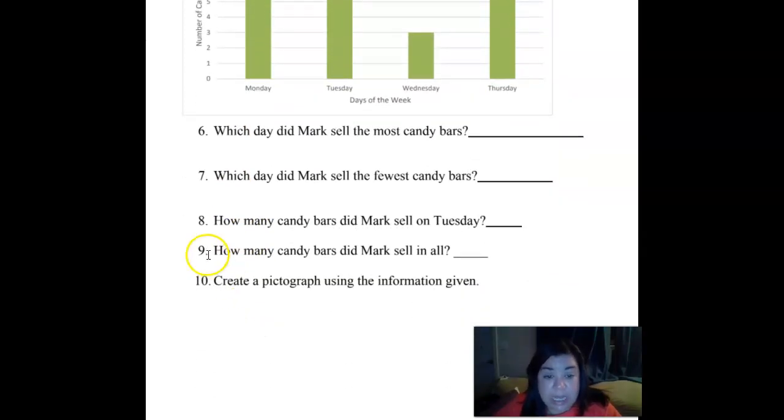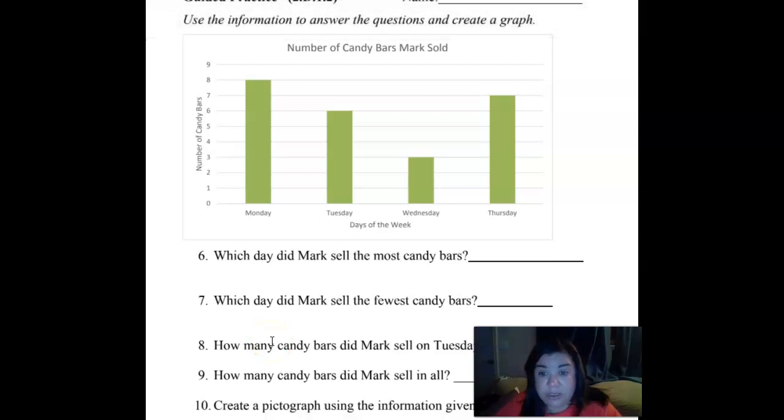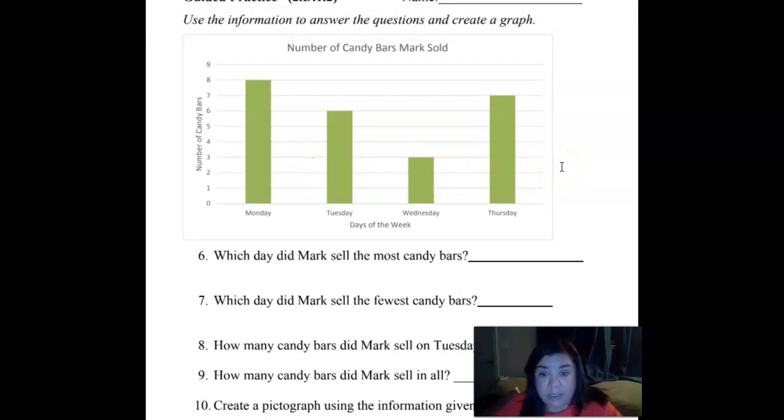Okay, now, how many candy bars did Mark sell in all? What does that mean? What do you need to do? So figure it out. You're going to need to add. In all means it wants the total. So you're going to have to add Monday, Tuesday, Wednesday, and Thursday together. Okay, so pause the video and take time to do that right now. Write it on your whiteboard. Okay, did you get 24? 8 plus 6 plus 3 plus 7.